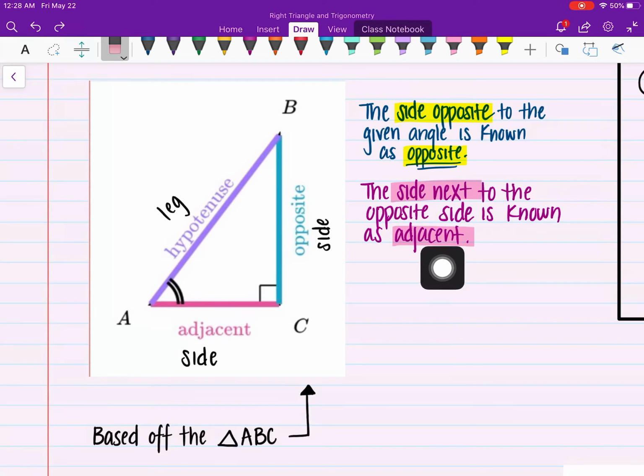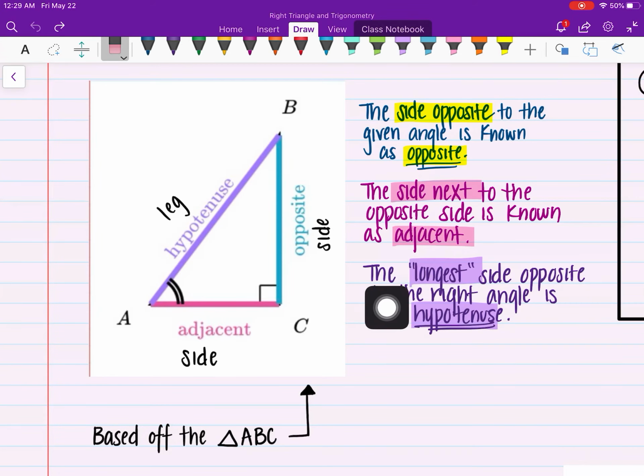Next, we would have the side next to the opposite side, which would be known as the adjacent. So if I know that this is going to be my opposite side, then I know that the side next to it, or the side that's sharing the 90-degree angle, would be my adjacent. So basically it's the side that is not opposite to the given angle.